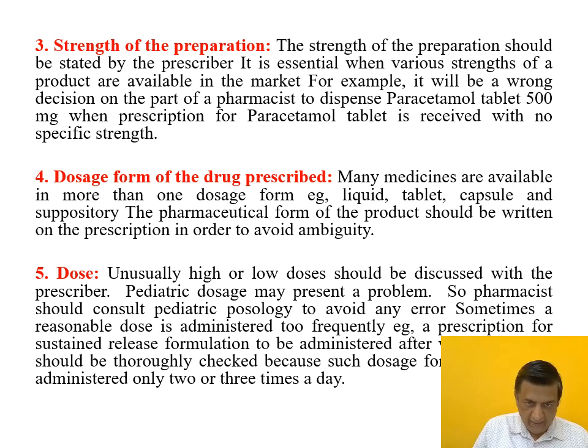Dose. Usually high or low doses should be discussed with the prescriber. Pediatric dosages may present a problem, so the pharmacist should consult the pediatrician to avoid errors. Sometimes a reasonable dose is administered too frequently. Example, a prescription for a sustained release formulation to be administered after every 4 hours should be thoroughly checked, because such dosage forms are usually administered only twice or thrice a day.